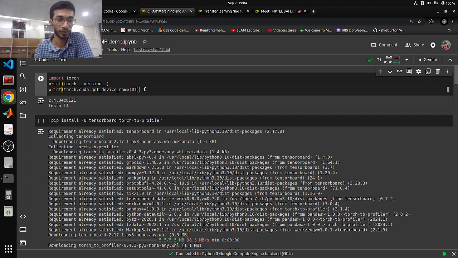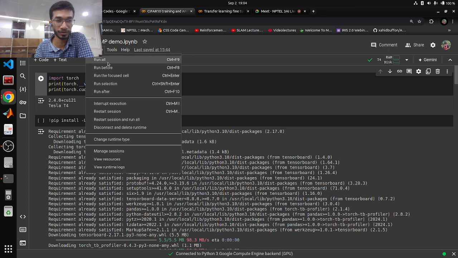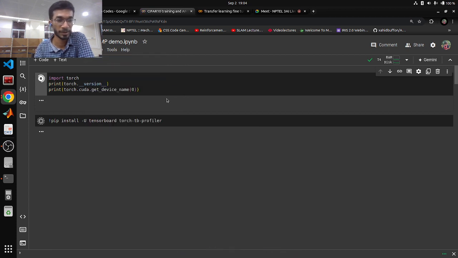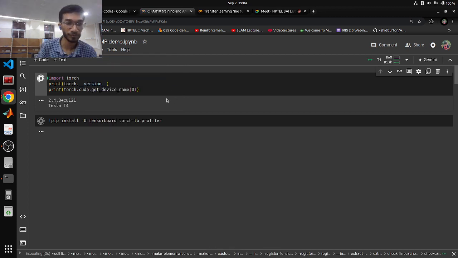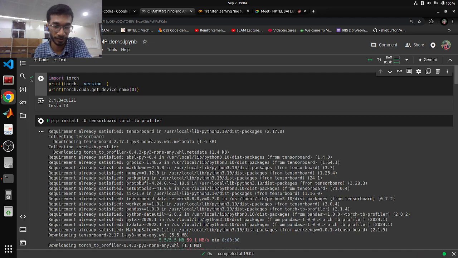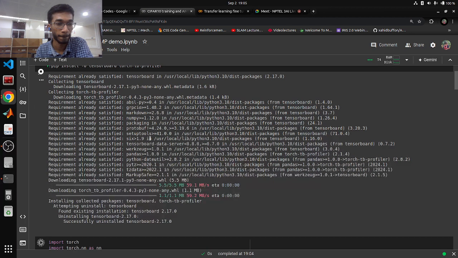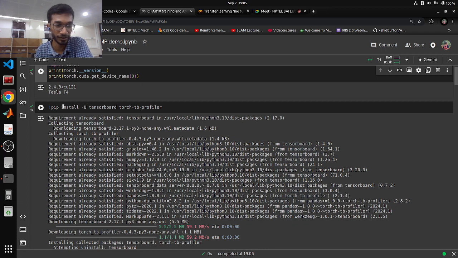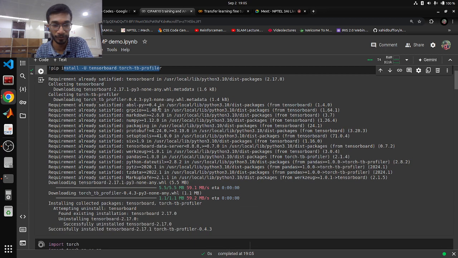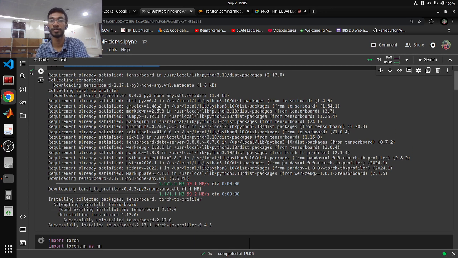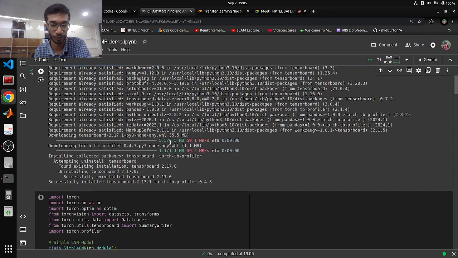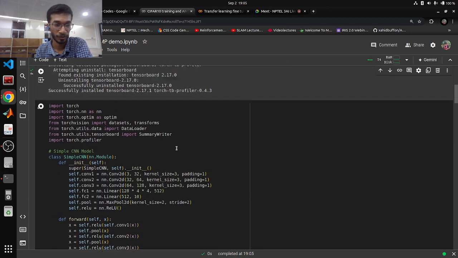So in your Colab notebooks it should definitely work. Okay, I'll just run all the cells at the start itself. In the meantime we can see the process happening. So this is the installation for TensorBoard, so you can visualize the utilization of the tensor cores.